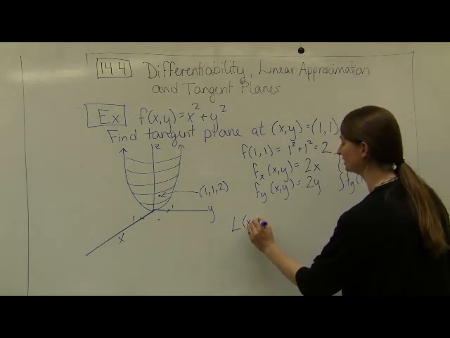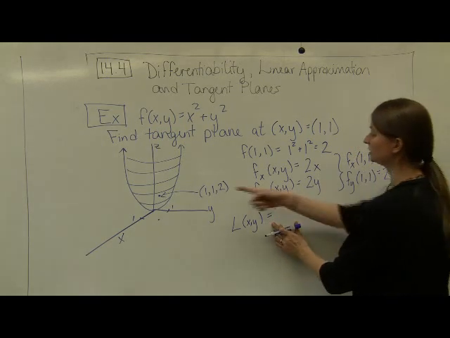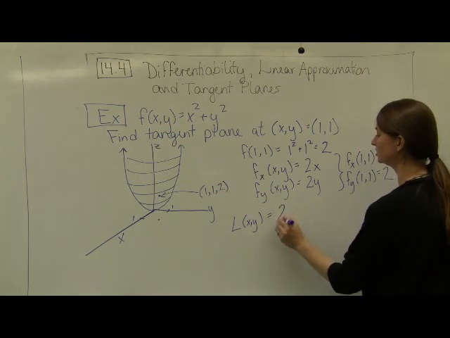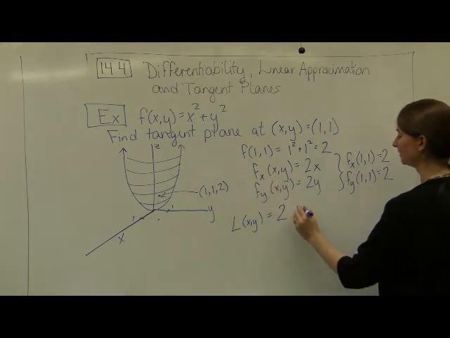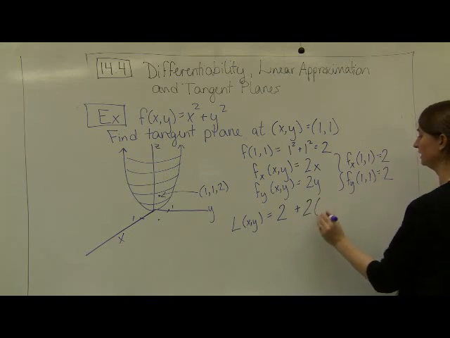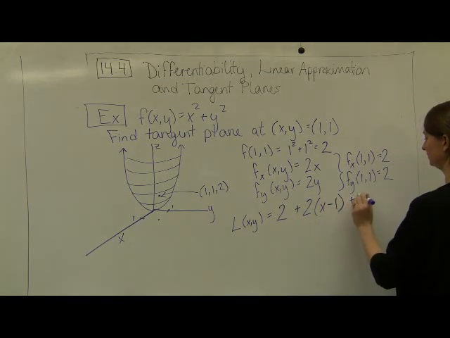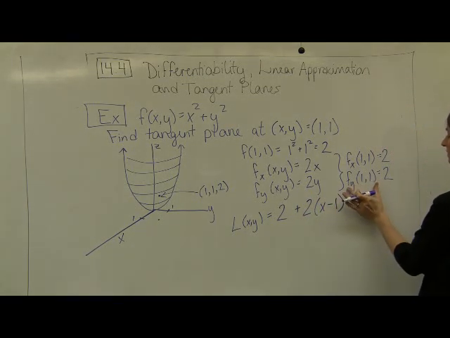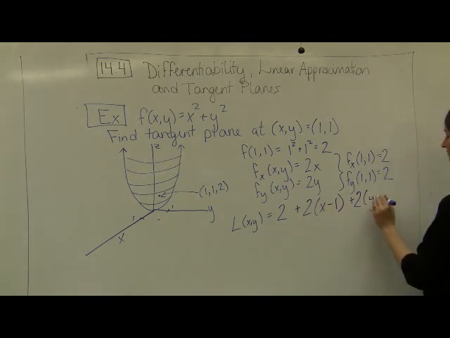L of x, y is equal to my z-coordinate, which in this case we said our z-coordinate was 2. We also wrote that as f of (1, 1), plus my slope in the x direction, which we found to be 2, times x minus the x-coordinate of the point, which is 1, plus my slope in the y direction, which is 2, multiplied by y minus my y-coordinate, which is 1.